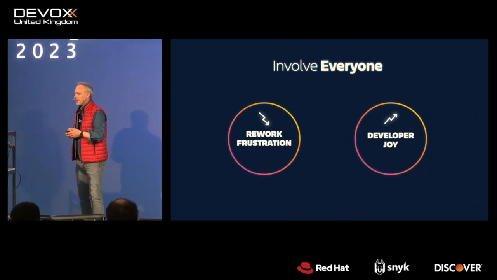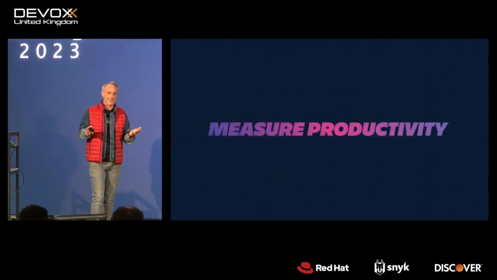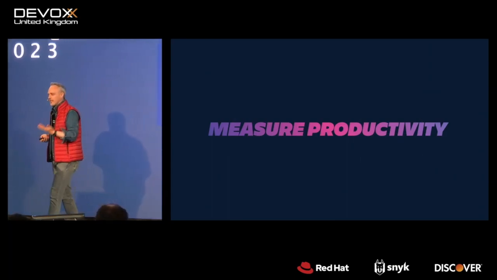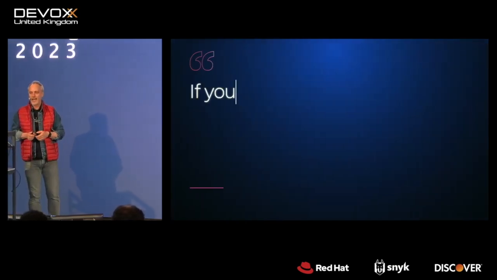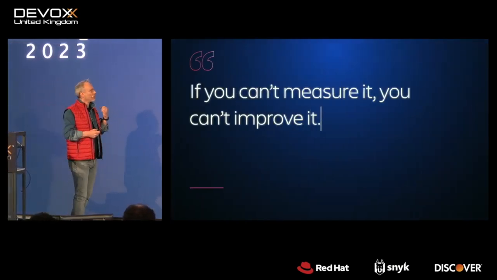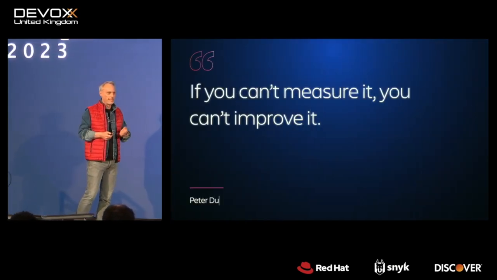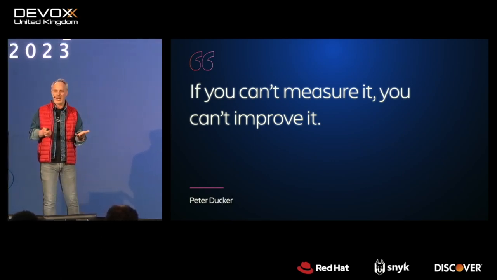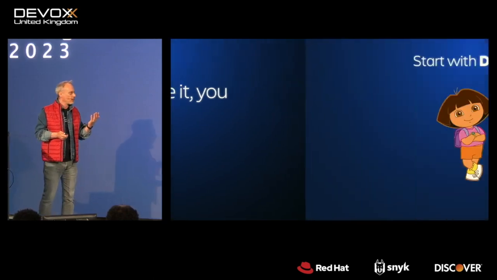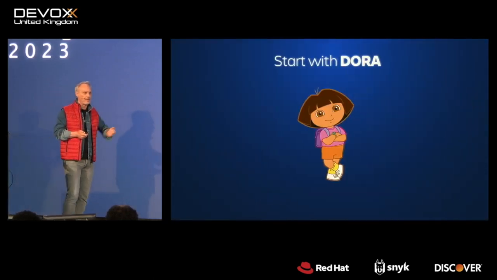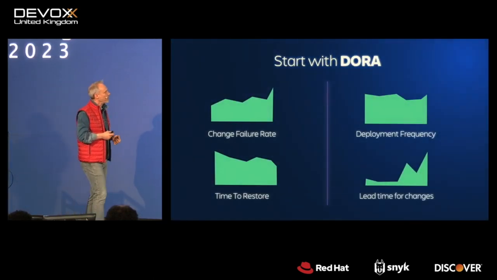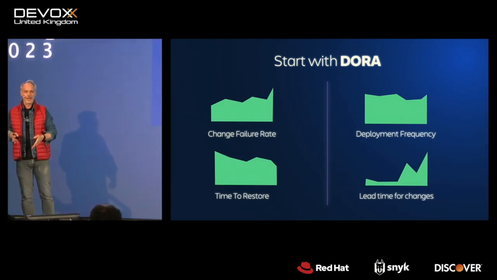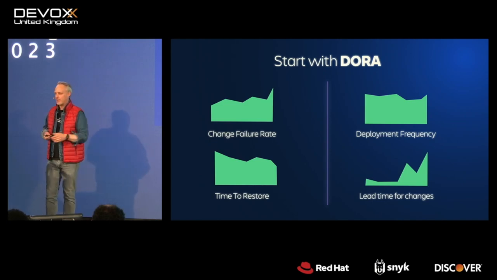Again, cool. But we know we are obsessed with measuring things, right? We want to measure things, and it also gives us good signals. Peter Drucker once said, if you can't measure it, you can't improve it. So let's measure things. Where do we start with measuring things? What should we measure, right? That's good advice. Start with DORA. Not with Dora the Explorer, but with the DORA metrics: change failure rate, deployment frequency, you name it. Start with the DORA metrics.